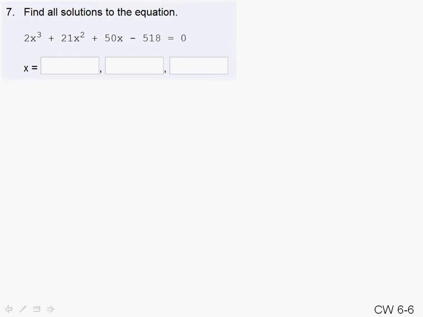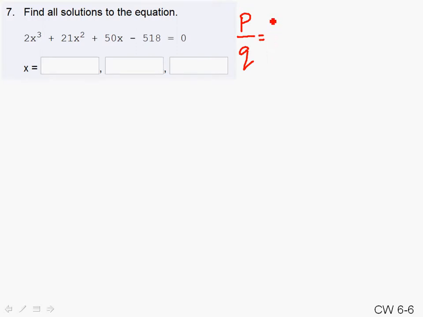Classwork 6-6, number 7, says find all solutions to the equation 2x cubed plus 21x squared plus 50x minus 518. Our first step in finding all roots of a polynomial equation is to use the rational root theorem to identify possible rational roots. The rational root theorem is P over Q, where P are all the possible factors of the constant and Q are the possible factors of the leading coefficient.